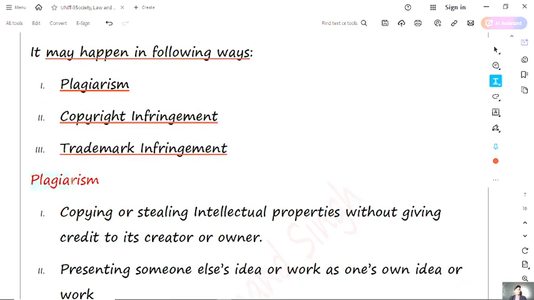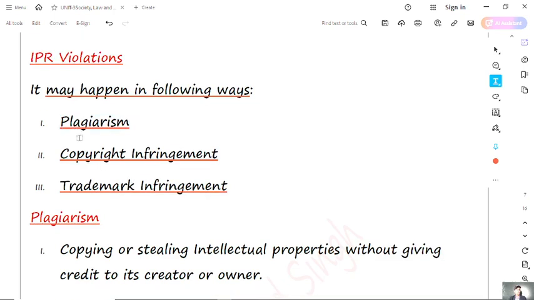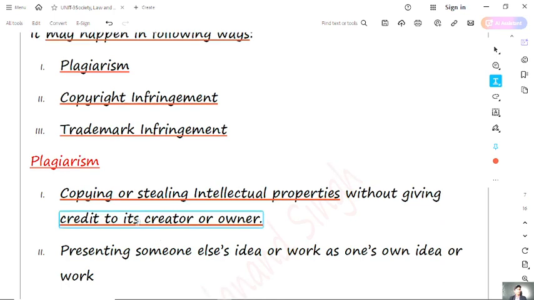Next, what is plagiarism? Plagiarism is simple. I will discuss it one by one. It is copying something. If you are copying some ideas or anything, that is plagiarism. Now the next is copying or stealing intellectual property without giving credit to its creators or owners. It would be plagiarism.